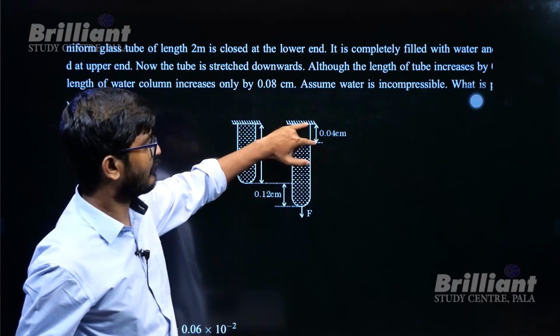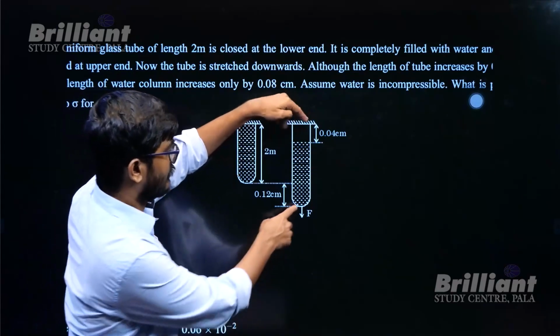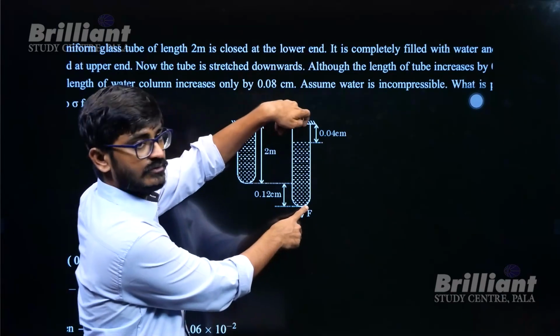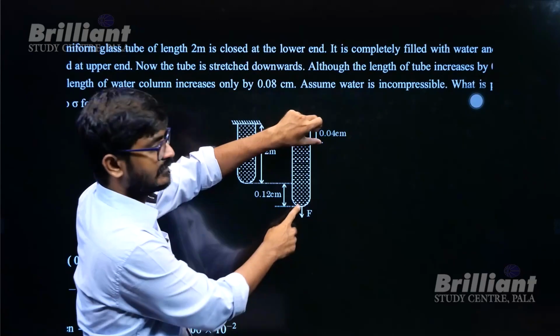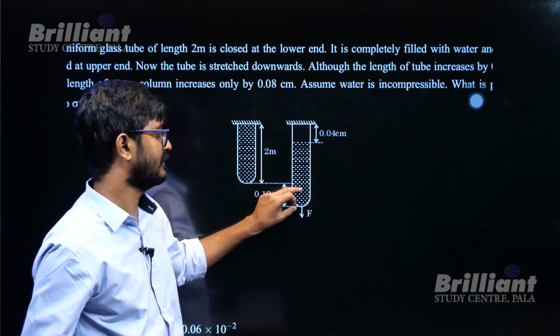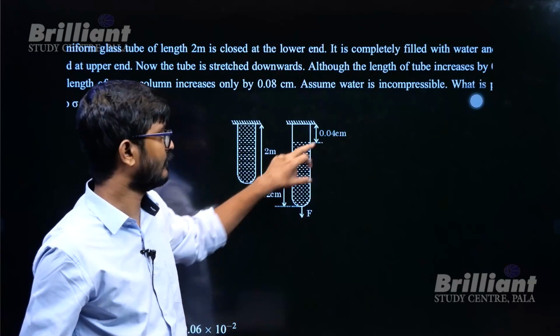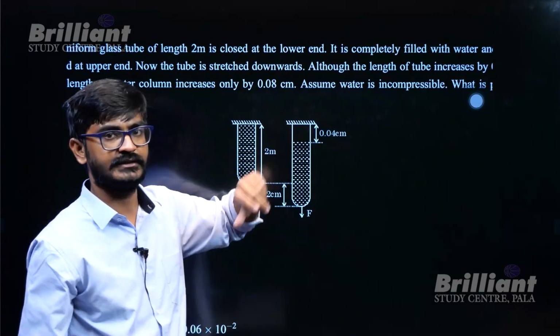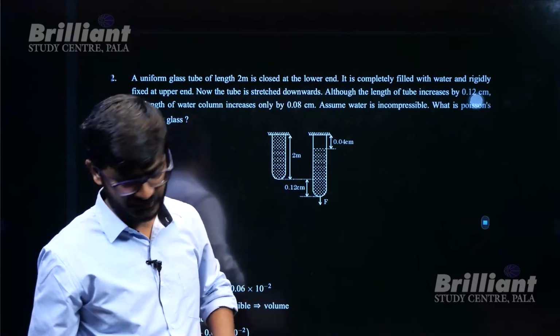see, now this gap is 0.04. Even now the tube length is increasing by 0.12, but there is a gap of 0.04. So how much is the water level increment? Water level increment is only of length 0.08. Out of 0.12, 0.04 is gap, so 0.08 will be water. Assume the water is incompressible.